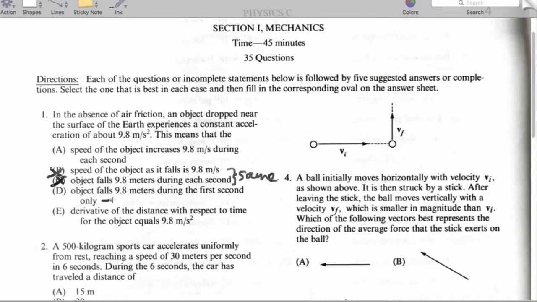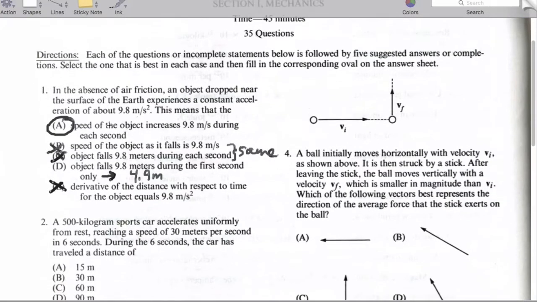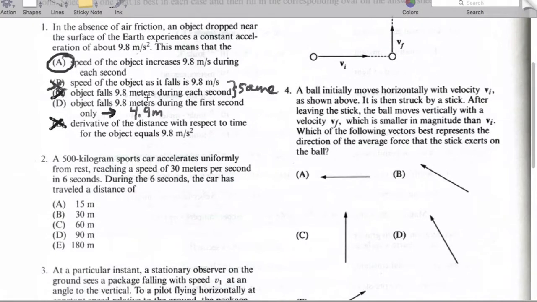This is actually false. During the first second, I'll leave you to prove this, but it only falls 4.9 meters during the first second. Now, this would be nice if this were the derivative with respect to the velocity, but it's not. It's the derivative with respect to the distance. So it actually turns out the speed of the object increases 9.8 meters a second during each second. That's the definition of acceleration, and hence that actually works for number one.